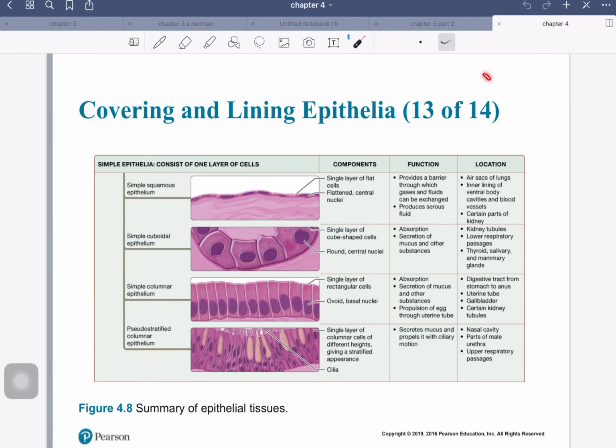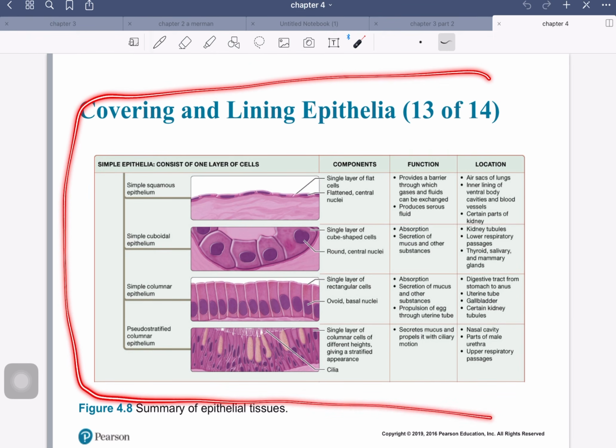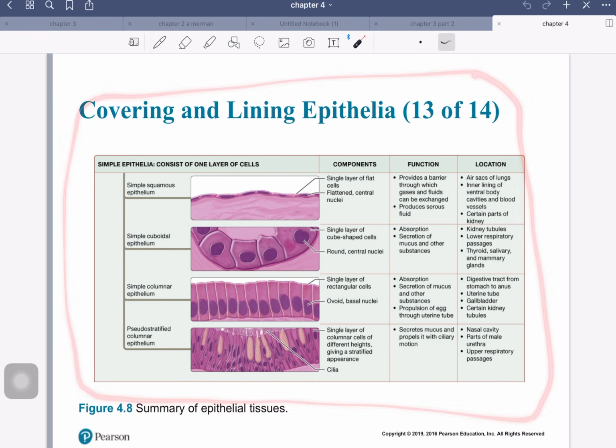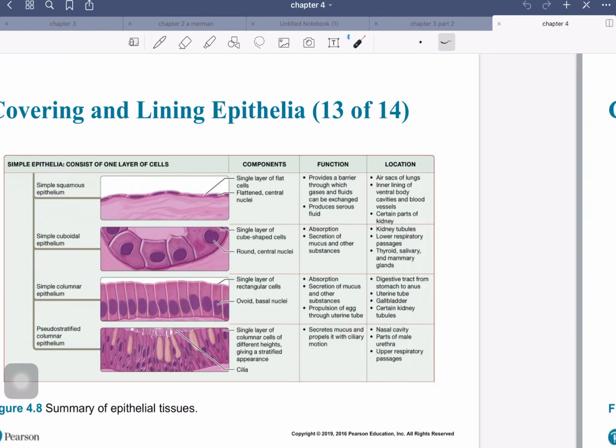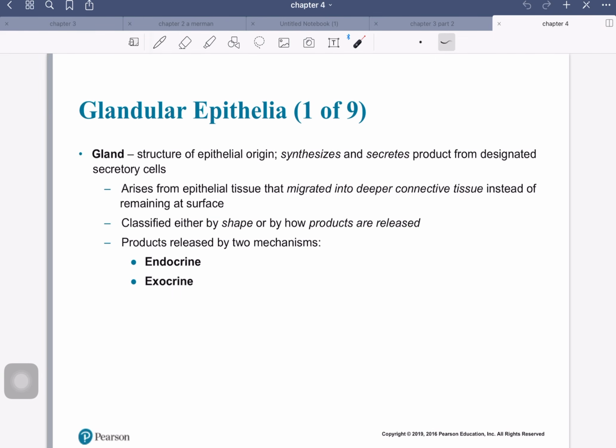And here's just a great summary. And as I said, the book has great summaries. And remember, get in there, read the book, have a look at the content, and really use all your resources to try and get a good sense as to what is happening. So we're going to end the video here, and in the next one we're going to come back and talk about glandular epithelium.